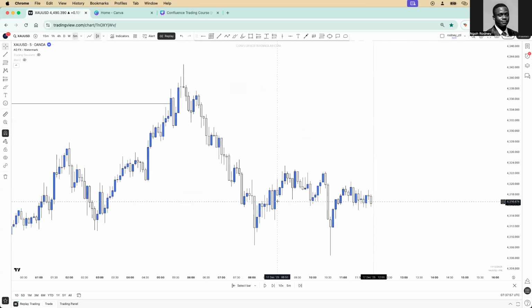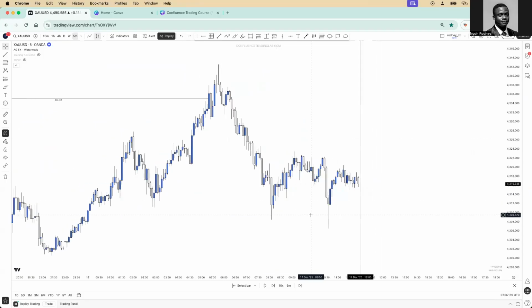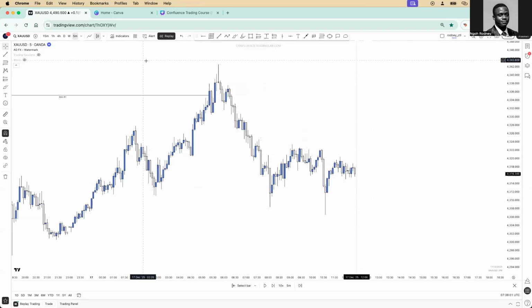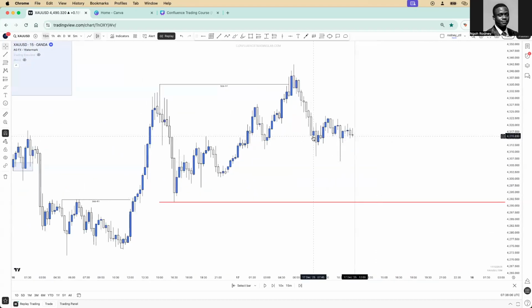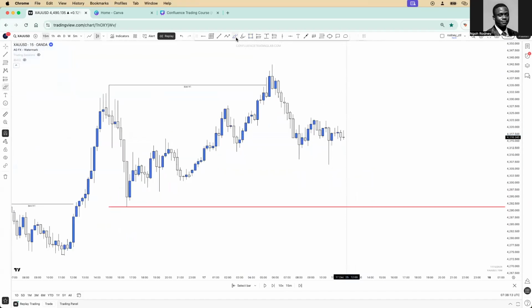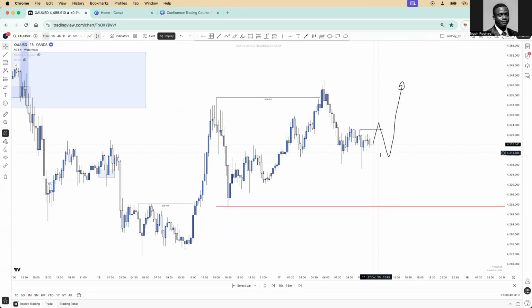Good. Now I want you to look at something here. What you see here is we have this low, but this low got taken out. So what we'll be waiting to see is if we can have this high taken out, come back here. This is a good place to take a buy from based on this candle. So this is what we'll be looking for to happen. Okay. So let's play it and see.